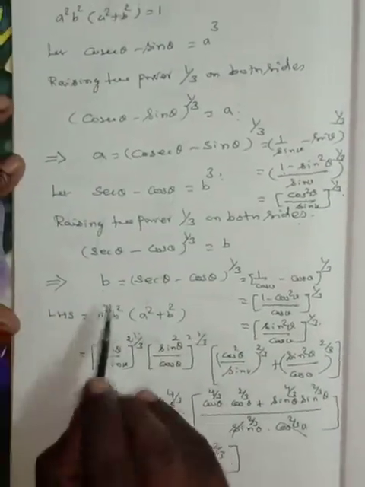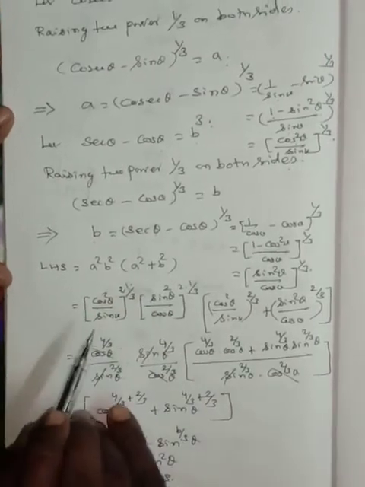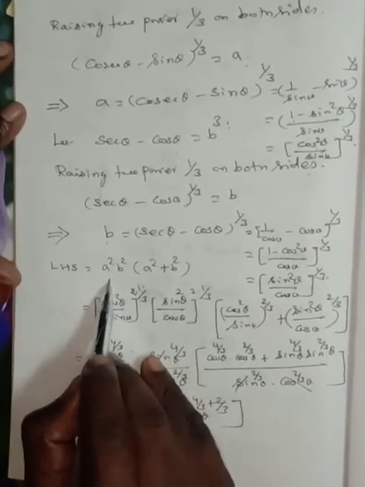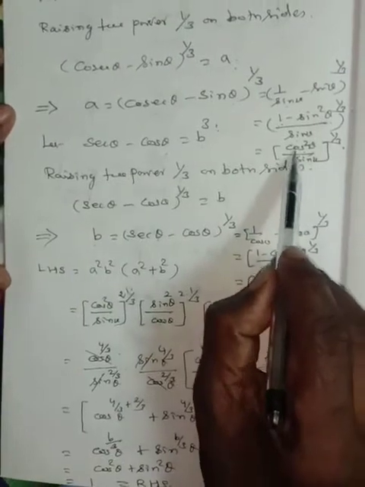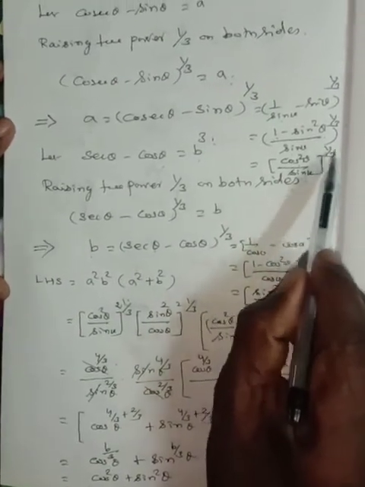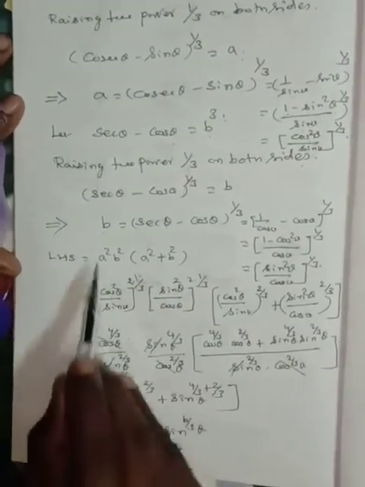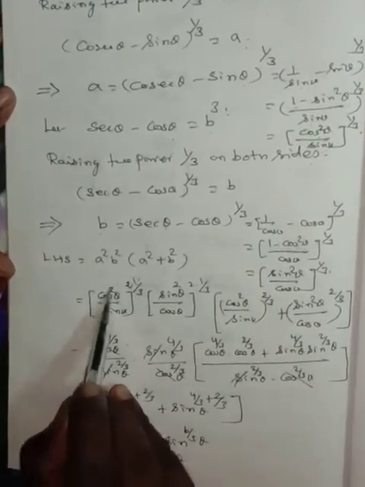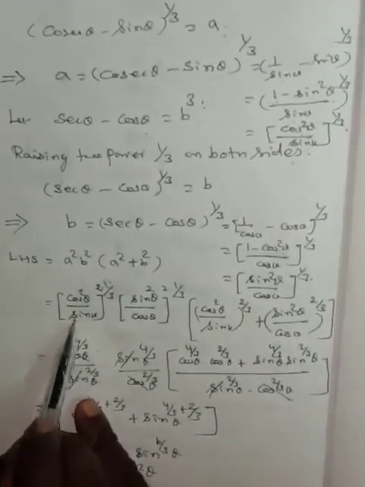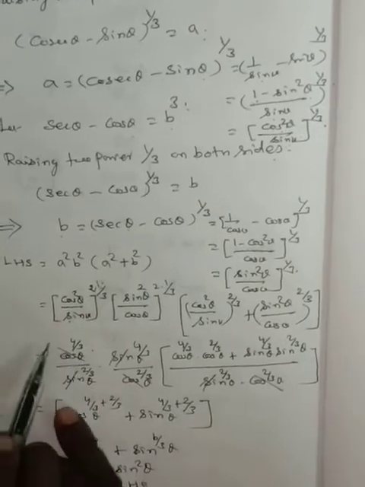Okay. LHS is a square b square into a square plus b square, to prove RHS 1. Okay. LHS a square b square into a square plus b square. A square. A is cos square theta divided by sin theta whole to the power of 1 by 3. Okay, a square means cos square theta divided by sin theta whole to the power of 1 by 3 into 2. So 2 by 3.